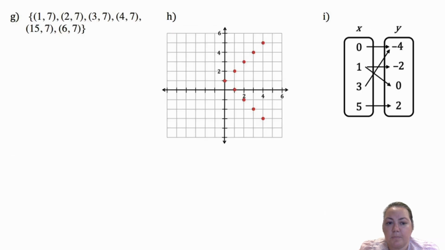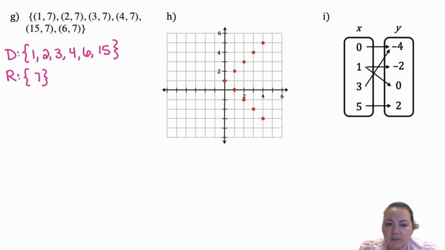All right, I have a set of ordered pairs. My domain are the x values, 1, 2, 3, 4, 6, and 15. My range are the y values, which are all 7. None of my x values repeated. It's okay that my y values repeated. This is still a function.